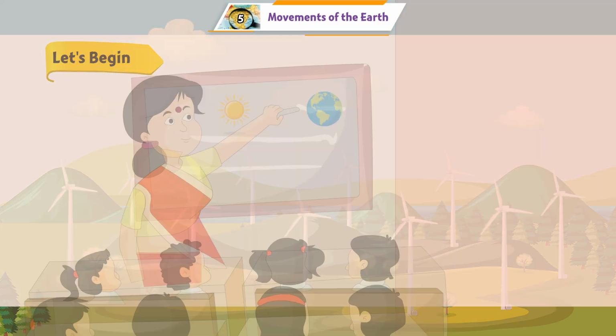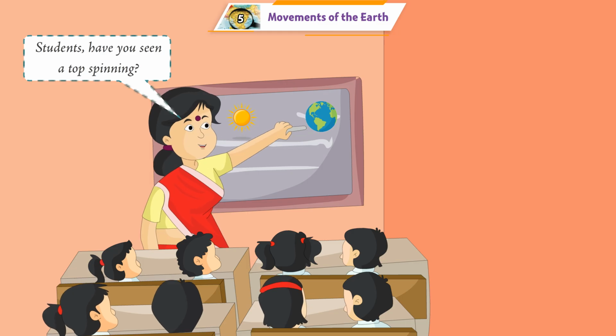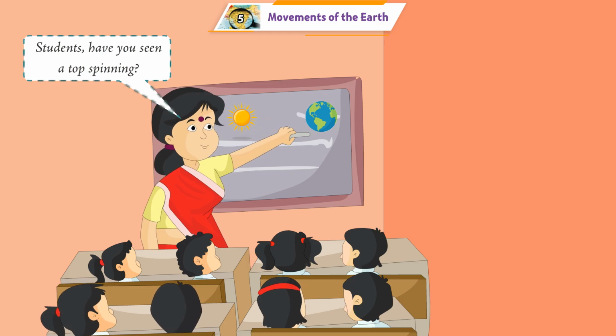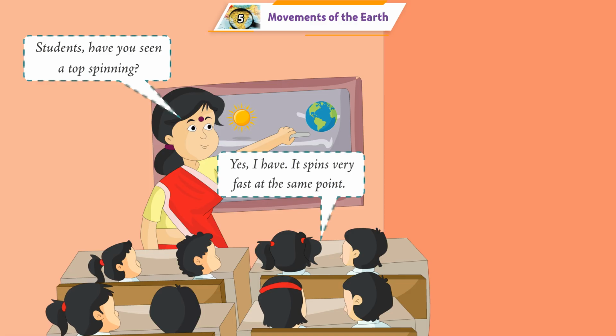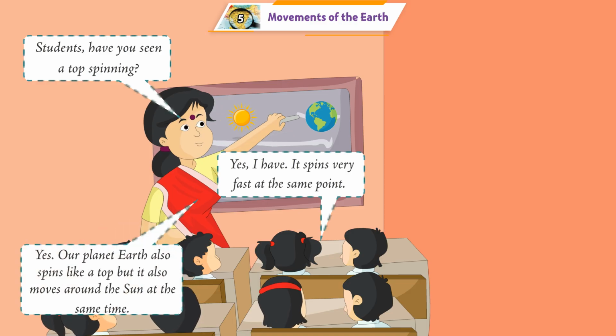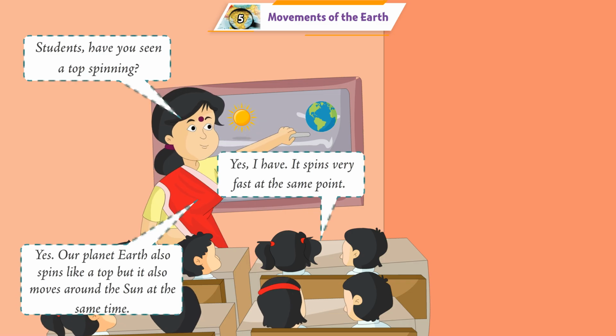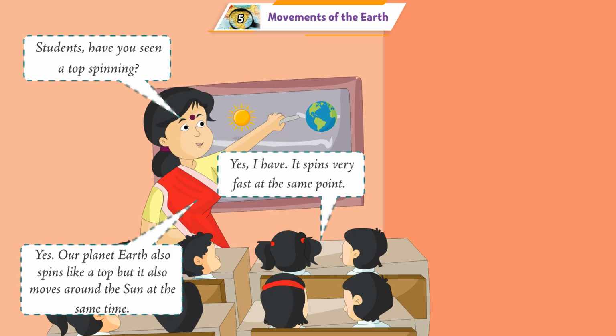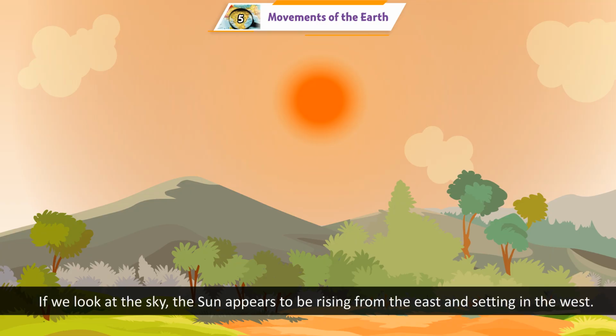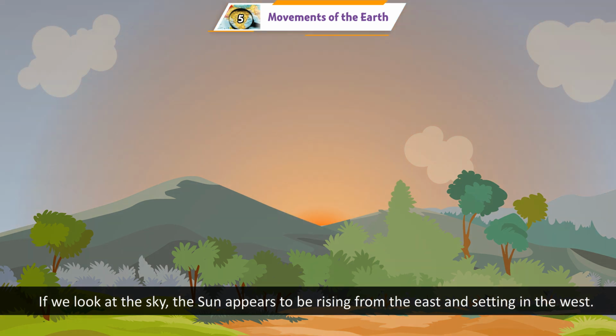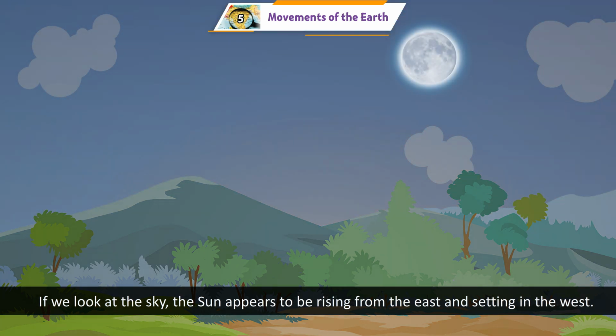Let's begin. Students, have you seen a top spinning? Yes, I have. It spins very fast at the same point. Yes, our planet Earth also spins like a top, but it also moves around the sun at the same time. If we look at the sky, the sun appears to be rising from the east and setting in the west.